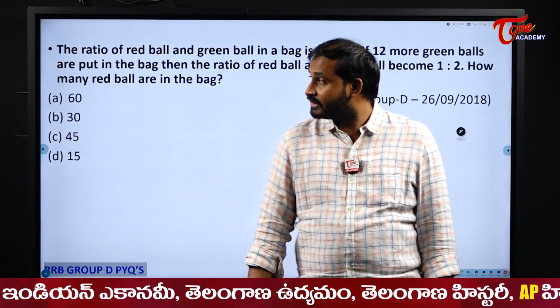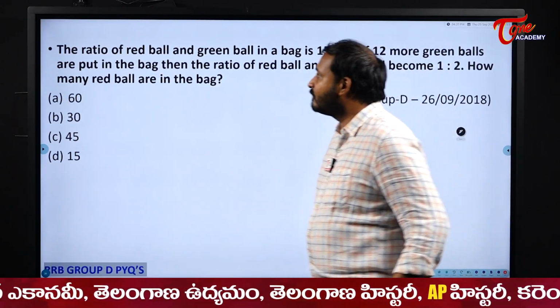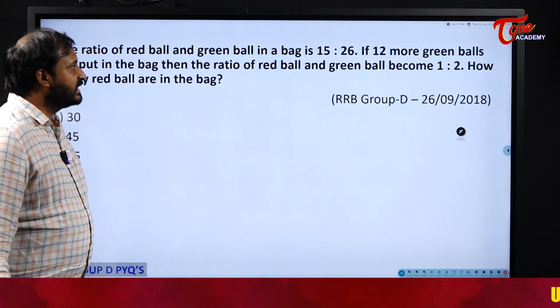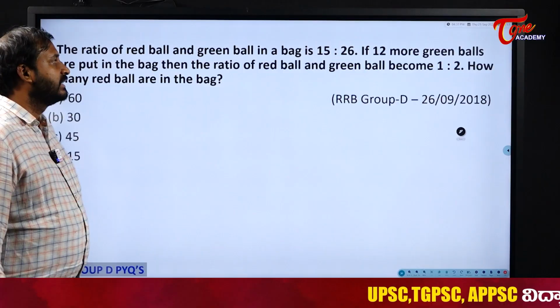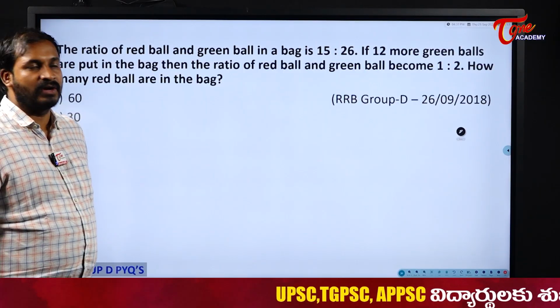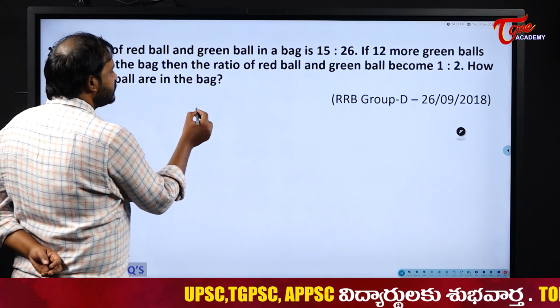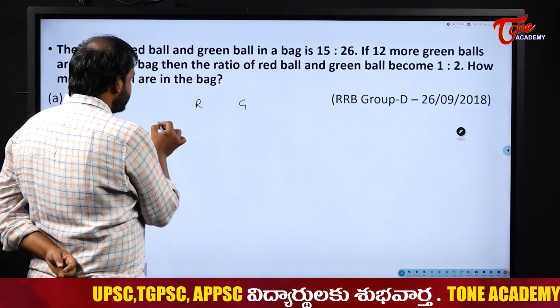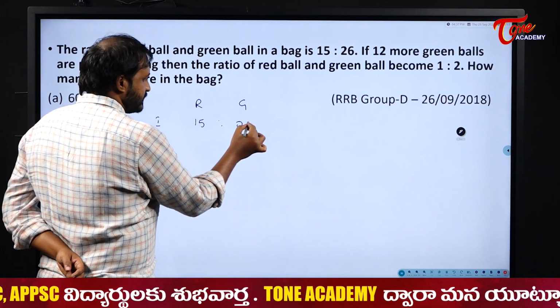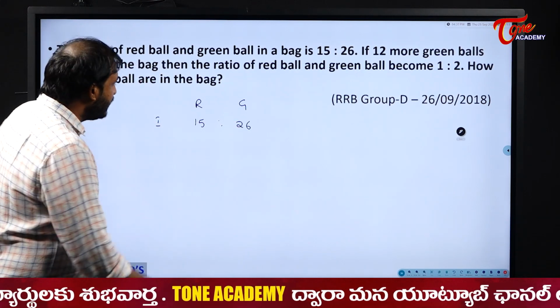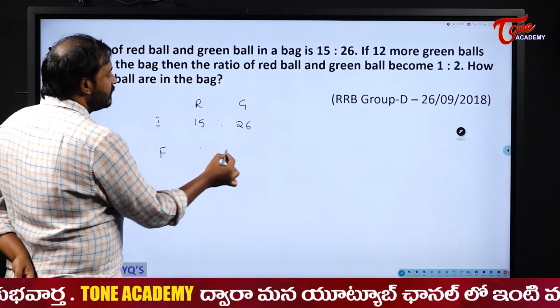Next one, see the next one. The ratio of red and green balls in a bag is 15:26. If 12 more green balls are put in that bag, then the ratio of red and green balls becomes 1:2. Now actually what is the ratio between red and green, students? Initial ratio is 15:26. Finally, what is the ratio? Finally it is becoming 1:2.